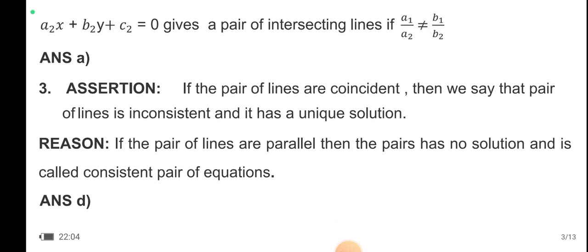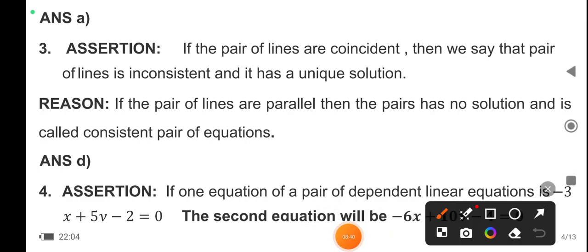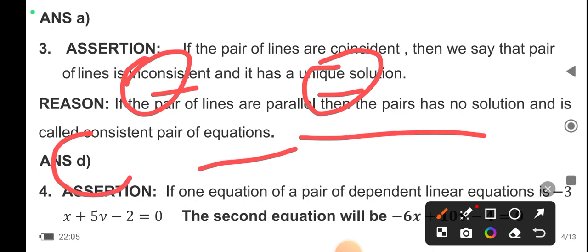Then the third one. If the pair of lines are coincident, then the pair of lines is inconsistent with a unique solution. What is this, children? Inconsistent, unique solution? Consistent, not only unique solution. So the third is definite. I will say inconsistent won't come. So in my point of view, I will say A is false, R is true. Let me check: yes, parallel lines, no solution. It is true. So D is correct.